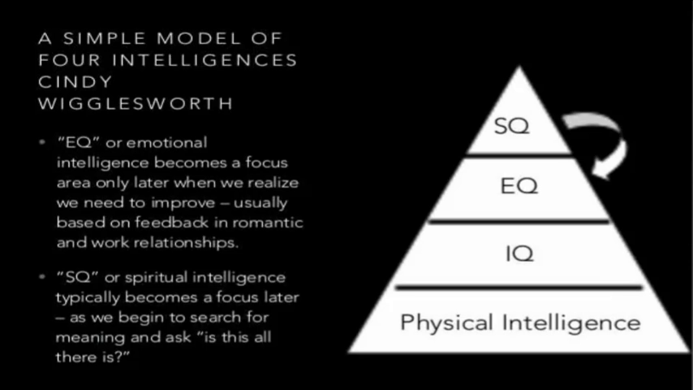A simple model of intelligence. EQ, emotional intelligence, becomes a focus area only later when we realize we need to improve, usually based on feedback in romantic and work relationships. SQ, or spiritual intelligence, typically becomes the focus later as we begin to search for meaning and ask, is this all there is?